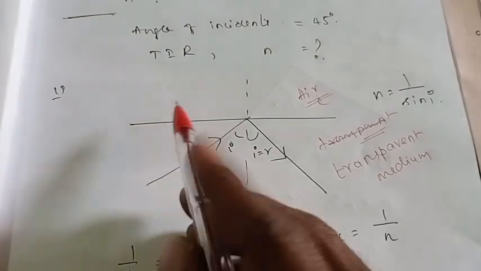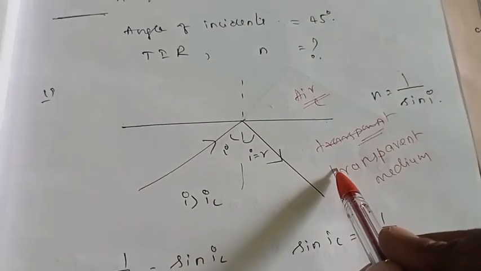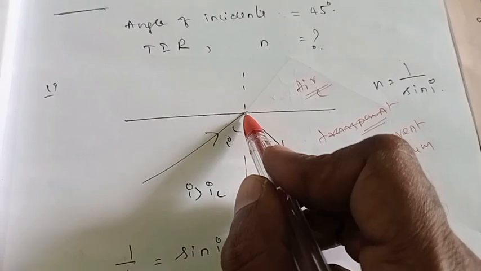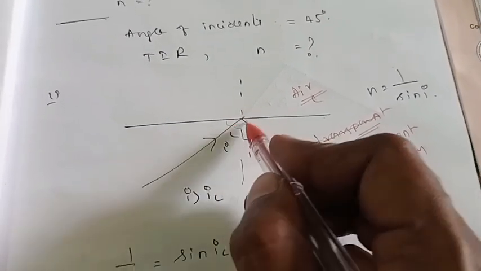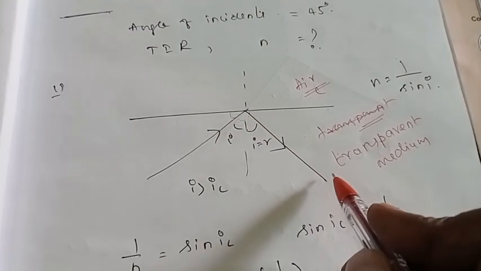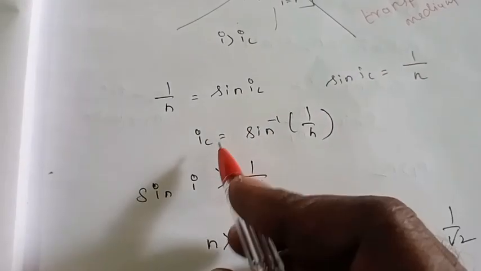This is the diagram representation. This is the medium separation area. This one is the air medium, this one is the transparent medium. The light ray from the transparent medium falls on the surface separating the medium from air at an angle of 45 degrees. The ray goes to total internal reflection. What is n? We already saw on page number 19, 1 by n equals sin IC. We need n.